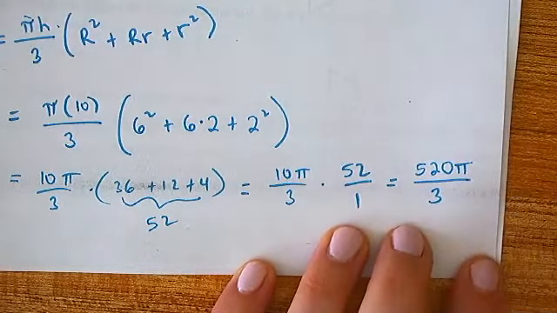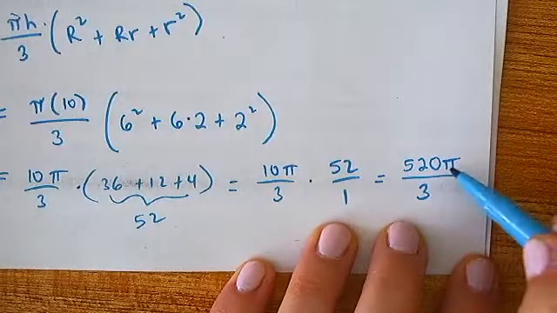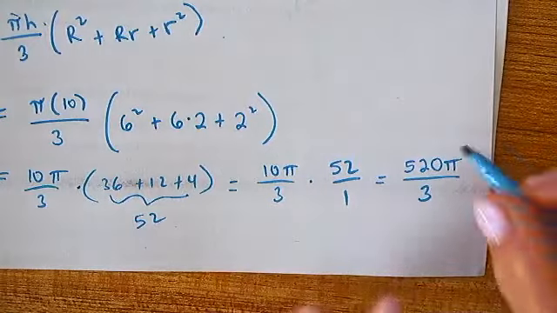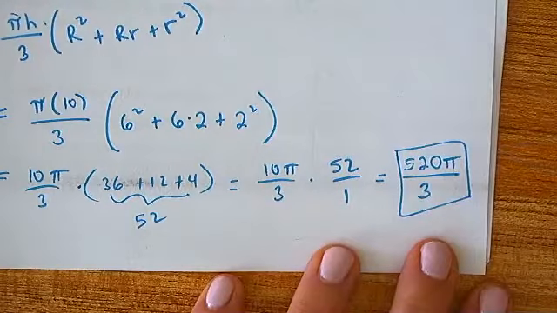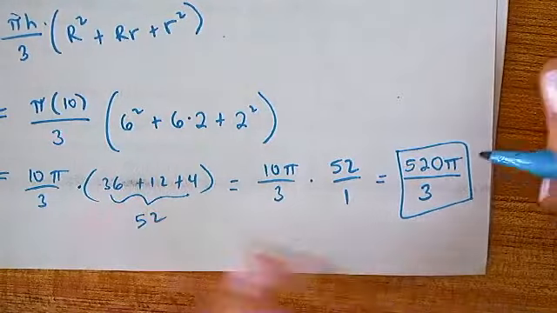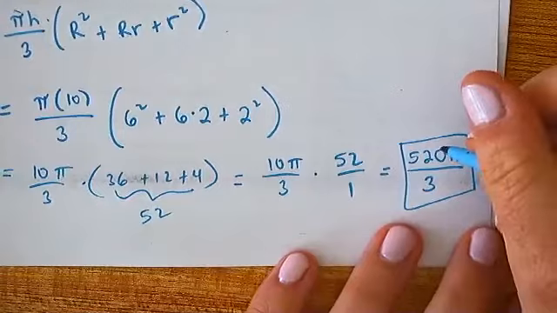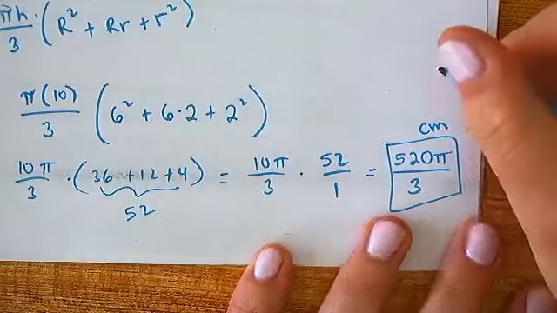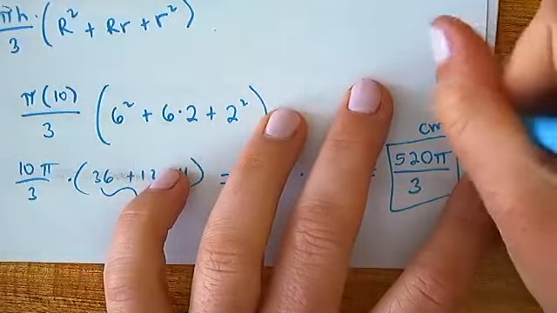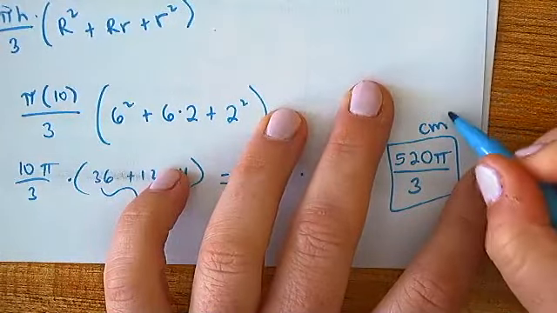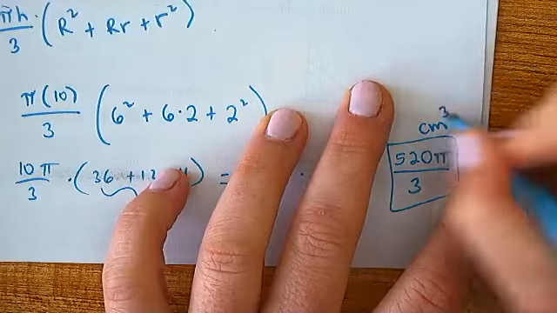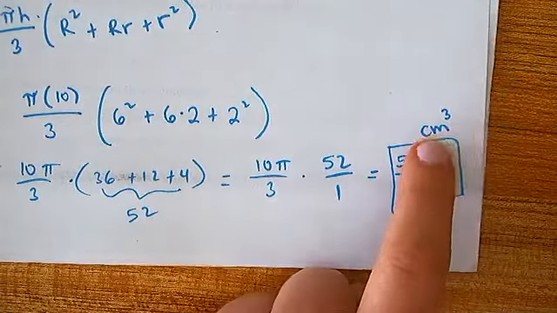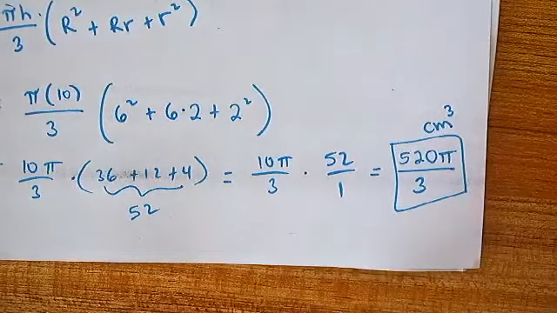You are welcome to leave your answers in terms of pi. I don't need you to click the pi button and multiply it out, so I'm totally fine if you leave your answer like that. If we're going to be picky in terms of units, this would be centimeters. And because it's volume, if you remember, area is squared, perimeter is to the first power, volume is always cubed. So this is 520 pi over 3 centimeters cubed, or cubic centimeters.